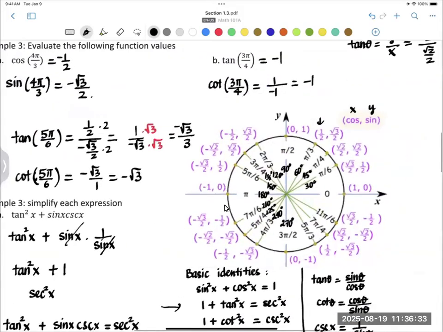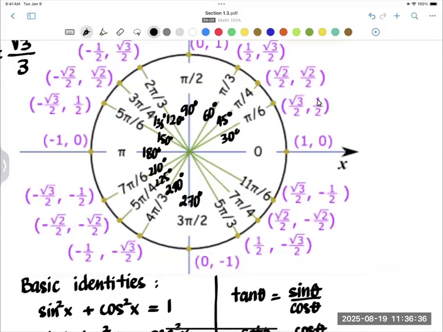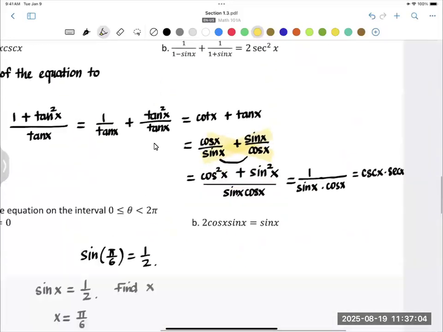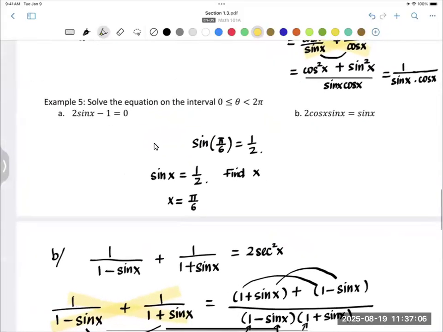Let's go back to the unit circle. On pi over 6, I have the y value is 1/2, right? And is there another coordinate or another angle that has the y value 1/2? Yes, it's right here. So on the unit circle between 0 and 2 pi, there are two angles that give me the y value 1/2, which are pi over 6 and 5 pi over 6. So I cannot just say my solution would be pi over 6. I also have to mention 5 pi over 6.